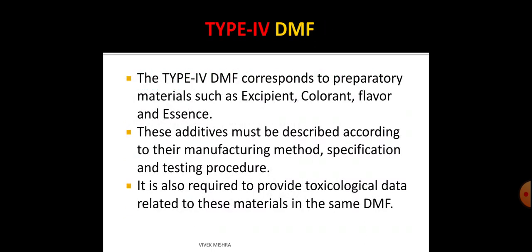So let's talk about the type 4 DMF. The type 4 DMF corresponds to preparatory materials such as excipients, colorant, flavor and essence. These additives must be described according to their manufacturing method, specification and testing procedure. It is also required to provide the toxicological data related to these materials in the same DMF of type 4.